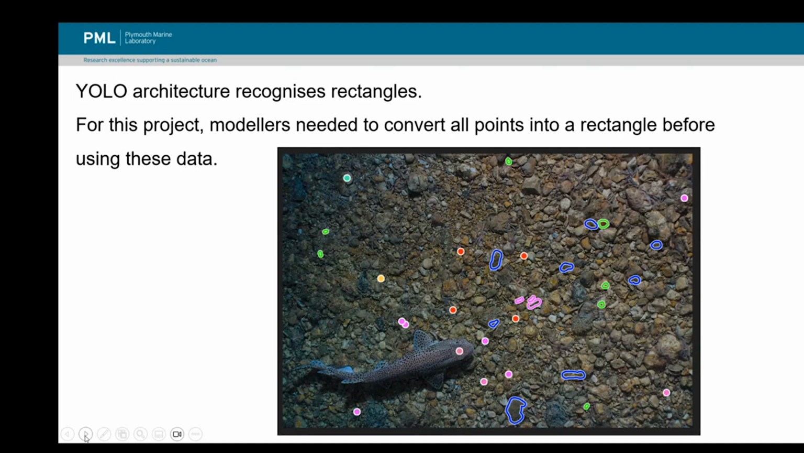So we opted to use the You Only Look Once architecture of AI model, which requires rectangles as its input. So we had to convert all of these points or polygons or circles or whatever. All of it had to be converted into rectangles before we could use it. That's problematic for point data particularly because you have to decide what size your rectangle is going to be. Again, there was not time to try to work out different size rectangles for different data sets for different taxa. We had to adopt one size rectangle conversion, which of course, again, introduced a huge amount of noise to the data set.